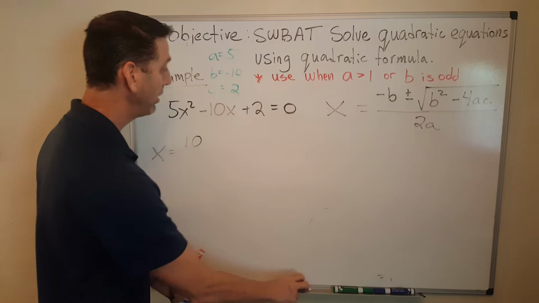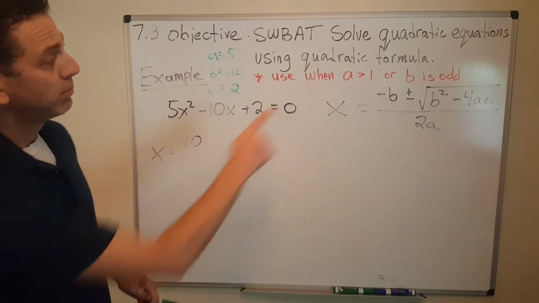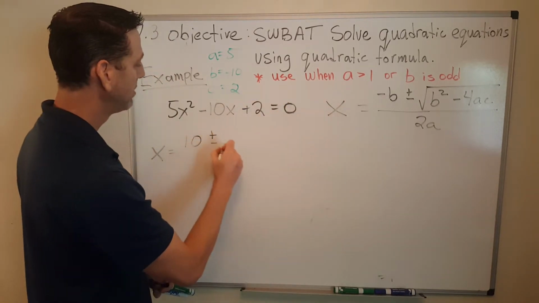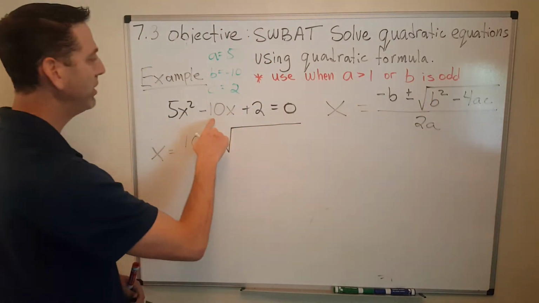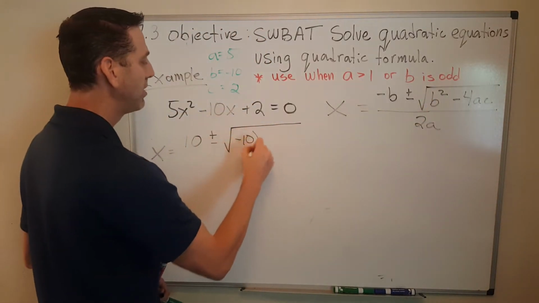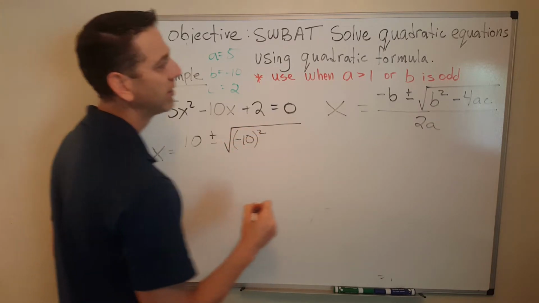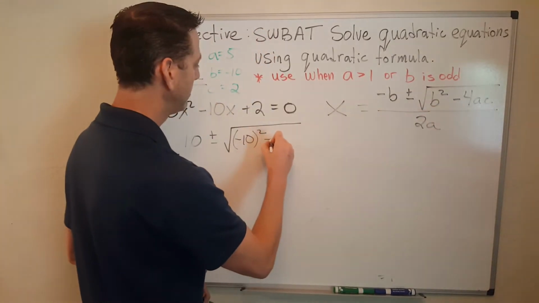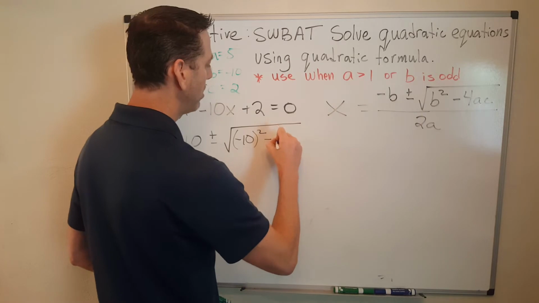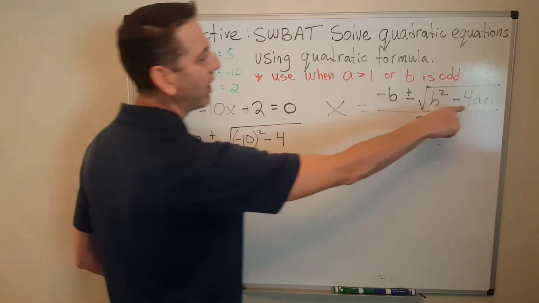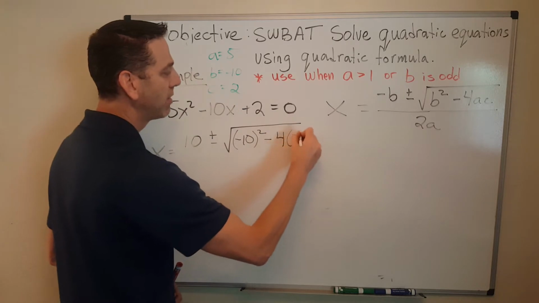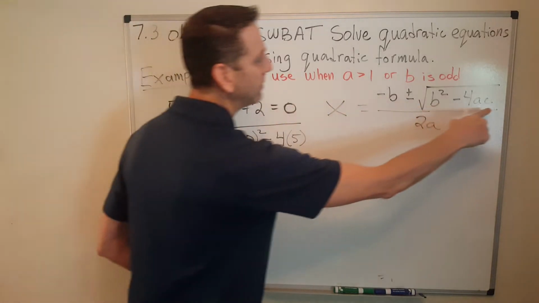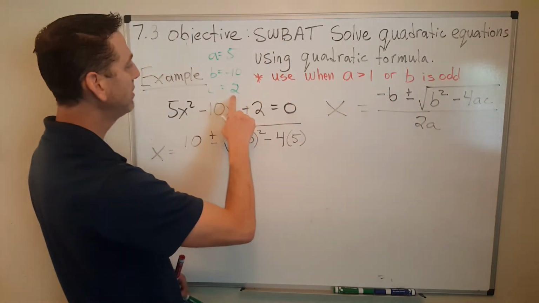And I'm going to get another black marker. Plus or minus the square root of b squared. B again is just negative 10. I'm going to square that. Minus 4 times a, and what's a? Well, a is 5, times c, and c is positive 2.